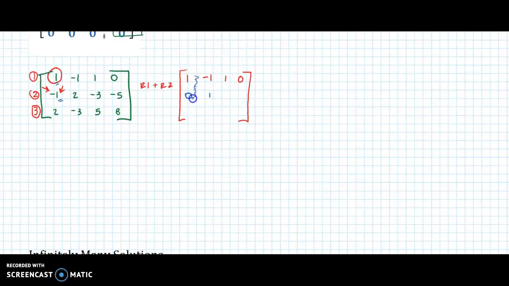Then I have 1 plus -3, which is -2. And then I have 0 plus -5, which is -5. And then I'll keep this one in red. The third row, I didn't do anything with yet, so it's staying the same.